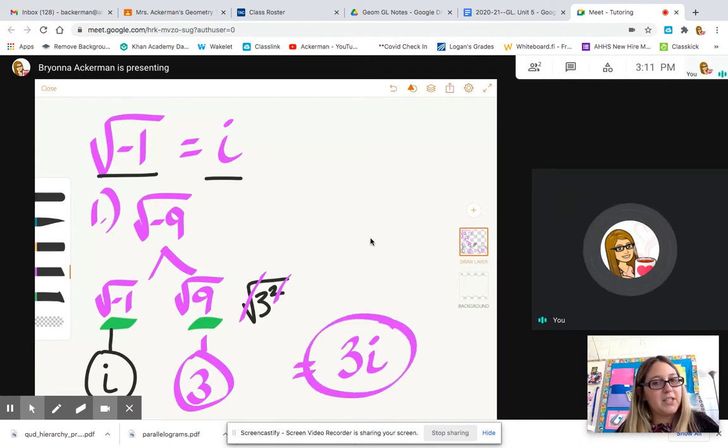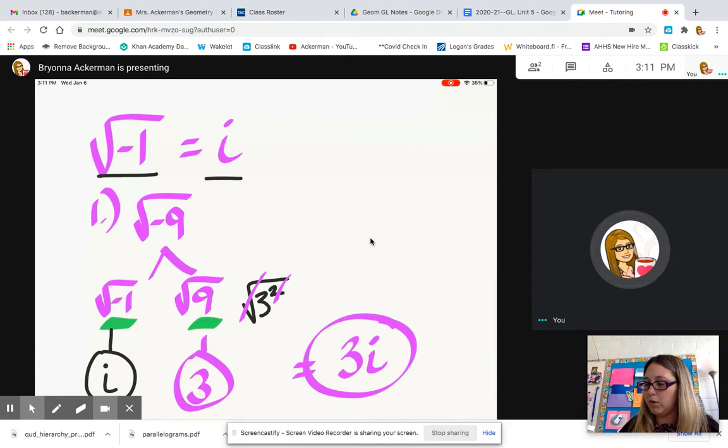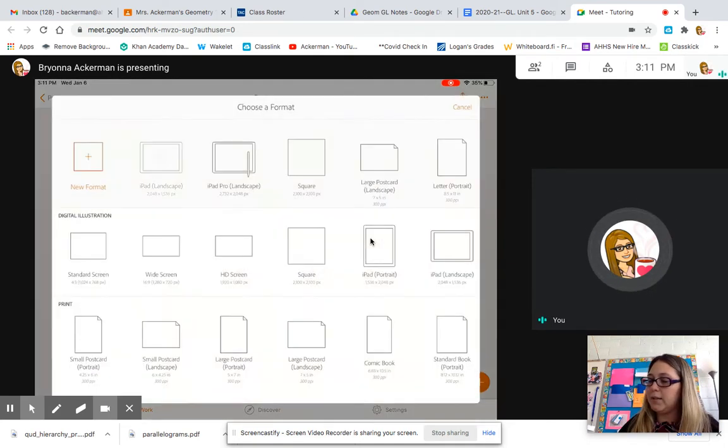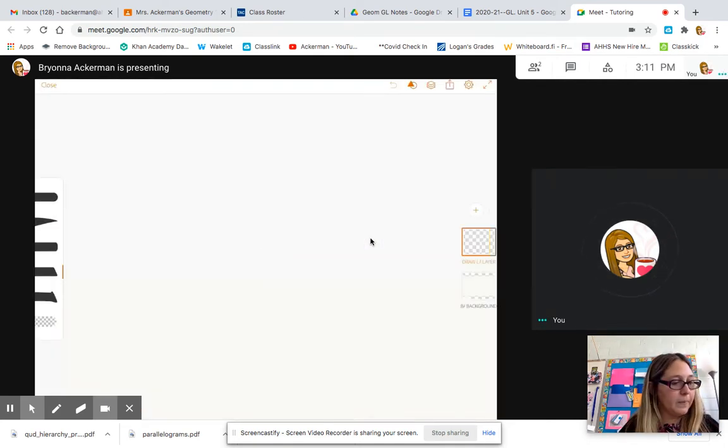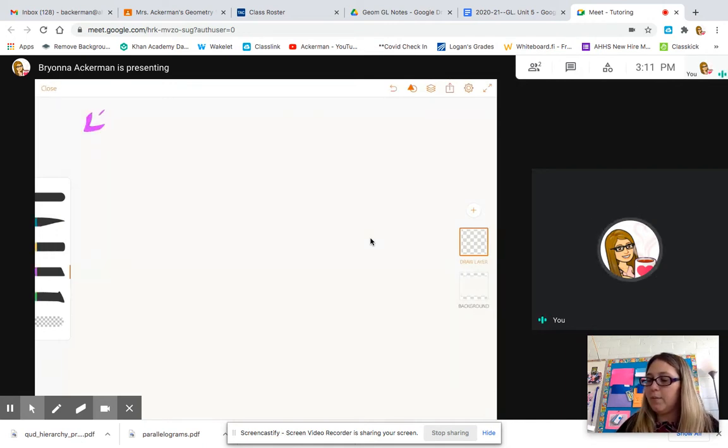Okay, let's try one that's not perfect. So if it's not perfect, you still need to simplify it. So before break, we had learned how to simplify radicals or square roots. And so let's take a look at one of those. So let's take a look at number 4. Okay, so number 4 is the square root of -80.